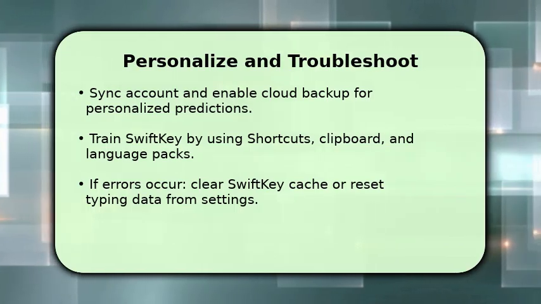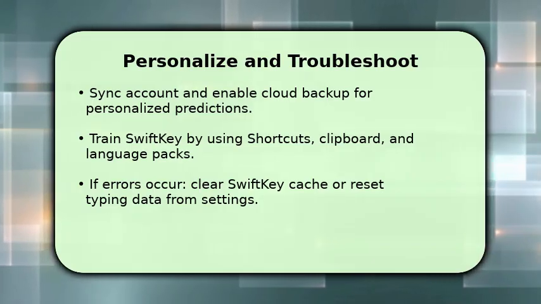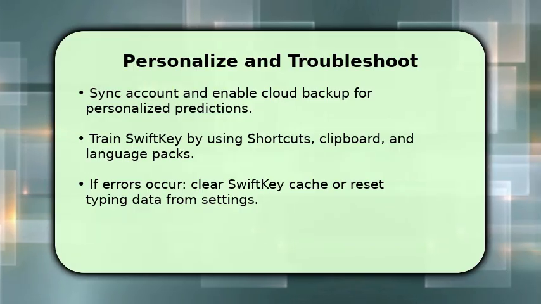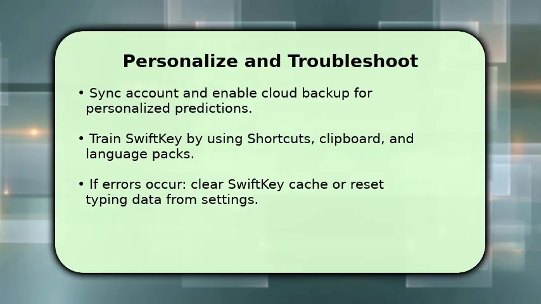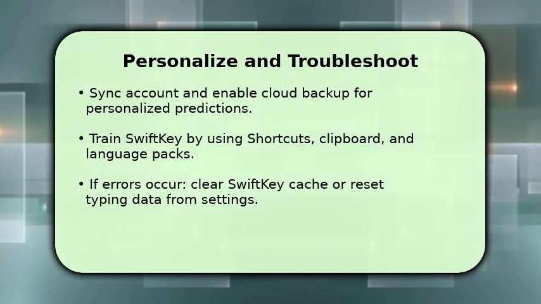If Swiftkey starts making odd corrections, clear the cache or reset typing data in advanced settings. That removes corrupted entries while keeping the app intact. If problems persist, reinstall the app and re-enable permissions to restore normal behavior.